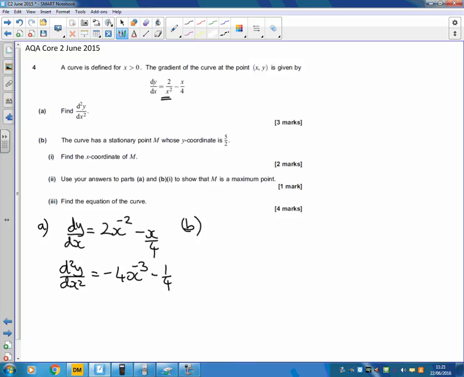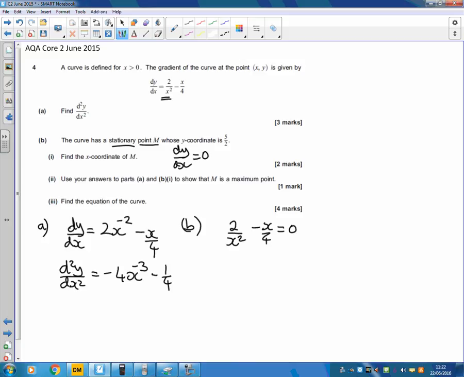So then in part B, it tells us we have a stationary point, and they've given us the y coordinate of the stationary point, and they want us to find the x coordinate. Now, what do we know about stationary points? At stationary points, the gradient is 0. This is just another way of asking us about finding a stationary point. So we're going to take dy dx and make it equal to 0.